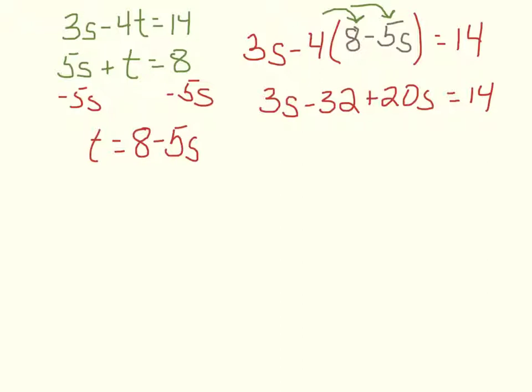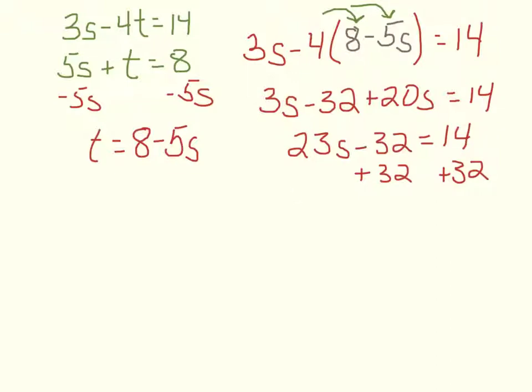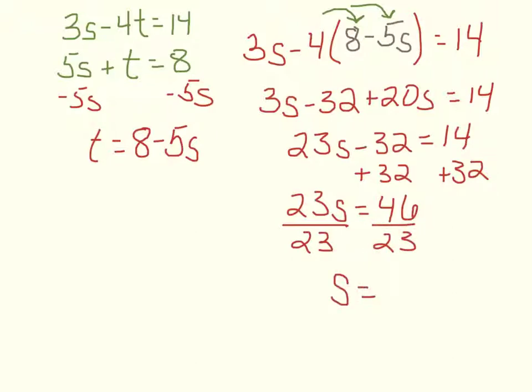Now all you have to do after you substitute that is solve this new equation for the variable, and you should only have one variable. So we're going to combine like terms here and get 23s minus 32 equals 14. We're going to then add 32 to both sides and get 23s equaling 46. Divide both sides by 23, and we get s equals 2.